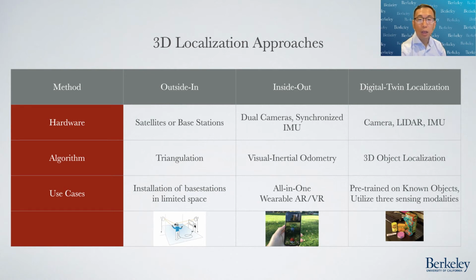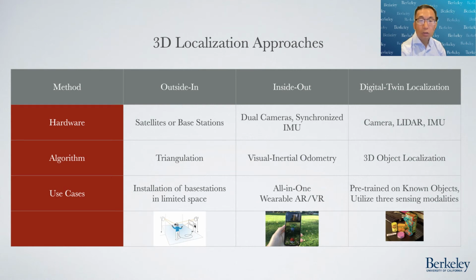The second approach is visual inertial odometry. The best engineering practice will need dual cameras and an IMU. More importantly, every sensor must be synchronized based on a common clock. This approach is widely used in many all-in-one wearable AR/VR systems and in mobile smartphone AR experiences.